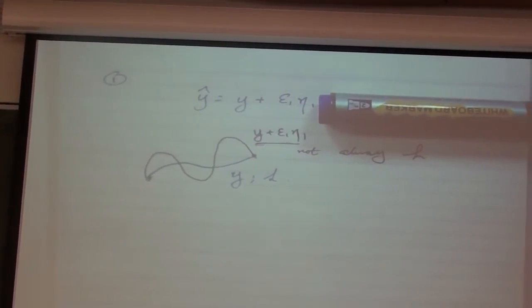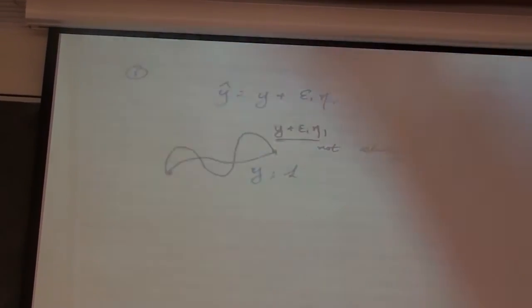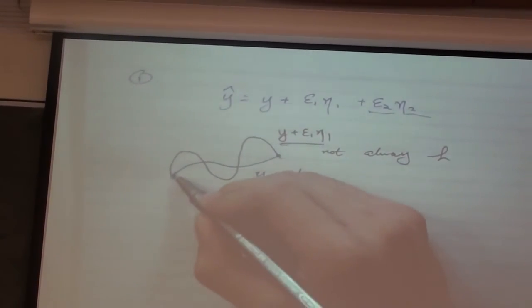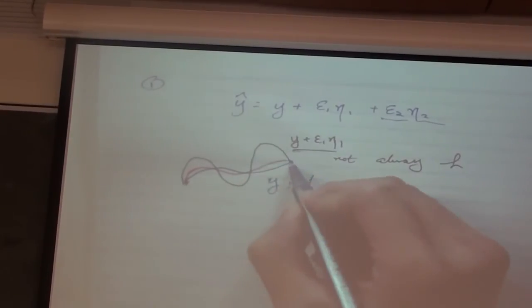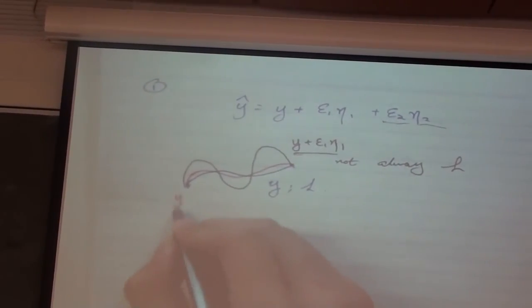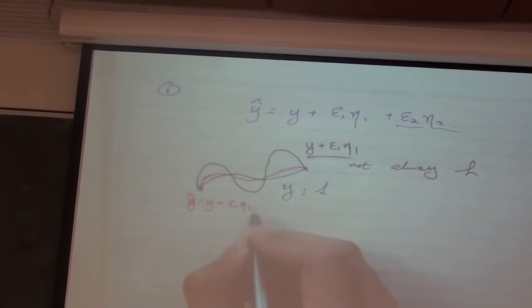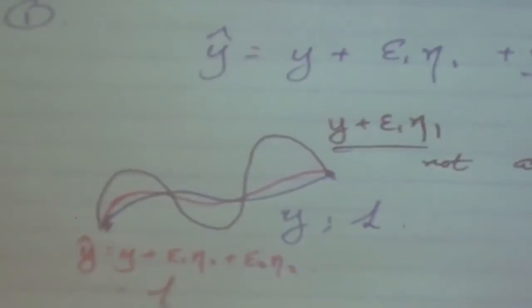So to counteract that problem, we introduce epsilon 2 eta 2. What it does is that it corrects, okay, it still has some resemblance, of course. But here we have y hat equals y plus epsilon 1 eta 1 plus epsilon 2 eta 2. That will give you L.